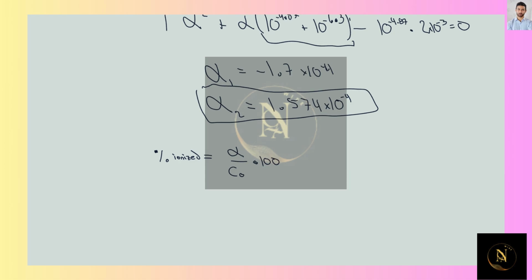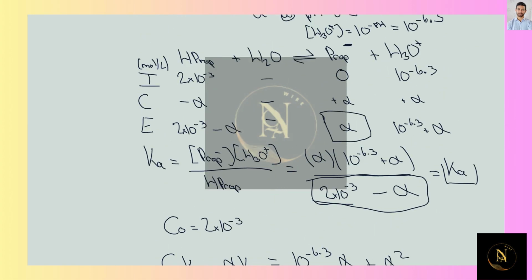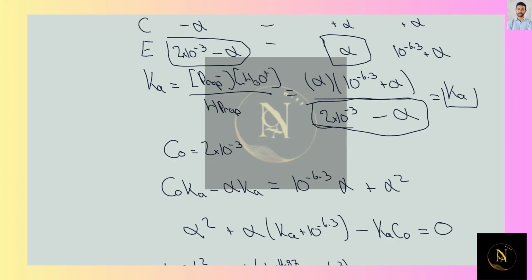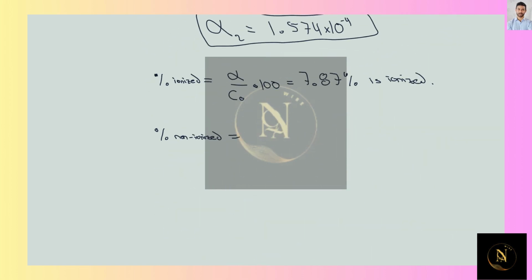So the result is 7.87% is ionized. And the percent that is not ionized, you can simply calculate as 100 minus this value, but if we look over here, this is C0 minus alpha divided by C0, all of this multiplied by 100, and the result is simply 92.13.